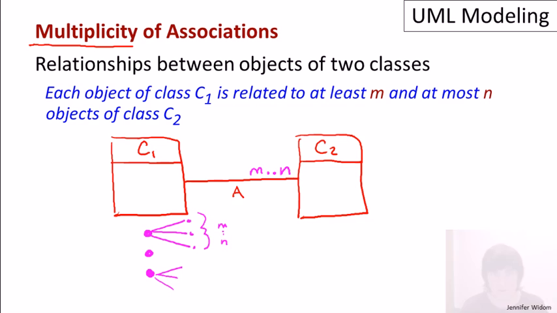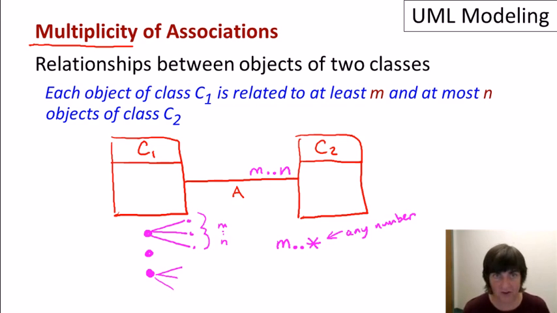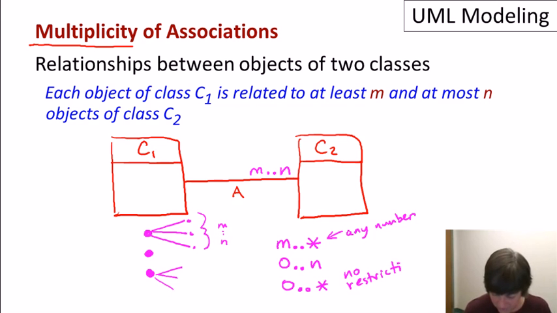Now there are some special cases in this notation. I can write M..*, and star means any number of objects. So what that would say is that each object in C1 is related to at least M and as many as it wants elements of C2. I can also write 0..N, and that would say that each object in C1 is related to possibly none. For example, here we have one that I haven't drawn any relationships. Possibly none and up to N elements of C2. I can also write 0..*, and that's basically no restrictions on the multiplicity.